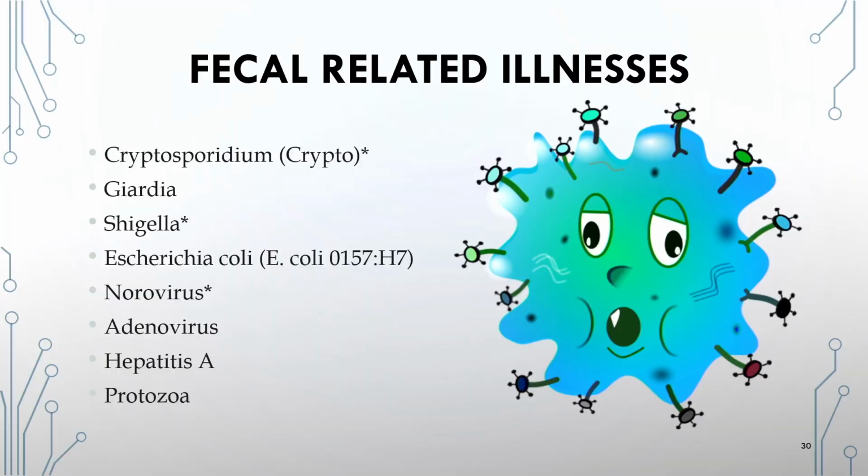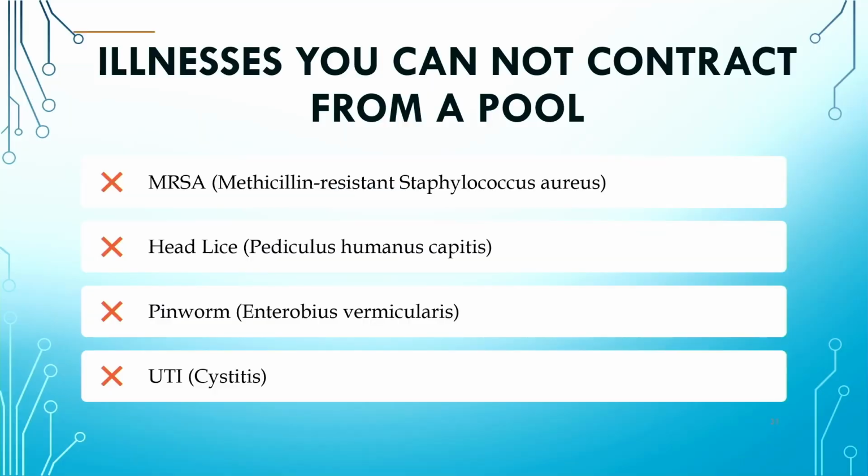Moving on to some fecal-related illnesses. The biggest one is cryptosporidium. This is an infection of a parasite that burrows into the intestines. It sheds in your feces, which is how it spreads through the pool water. So this can be very fatal for people with compromised immune systems. There's Giardia, which is an intestinal infection, and Shigella, which is an intestinal disease. These are all from bacteria. There's E. coli, norovirus, adenovirus, and Hep A, and also protozoa, which are single-cell organisms. Some illnesses that you cannot contract from a swimming pool are MRSA, head lice, pinworms, and UTIs.